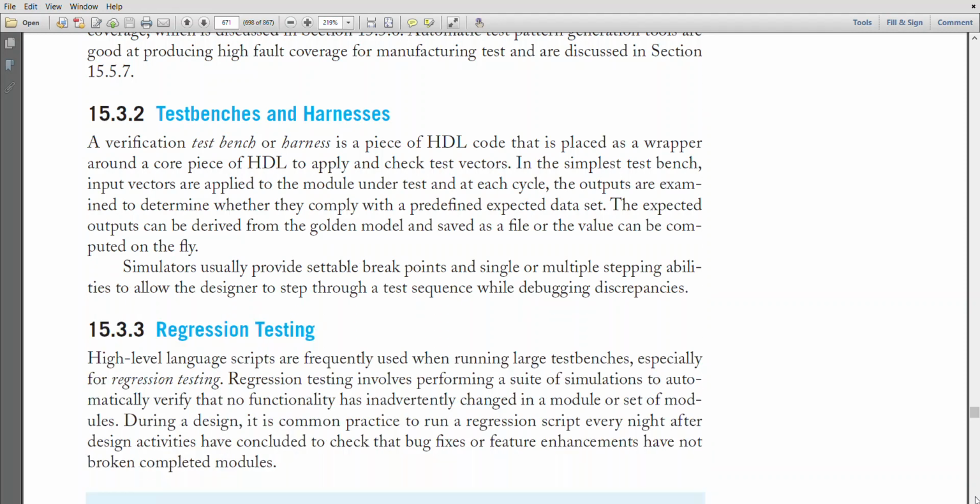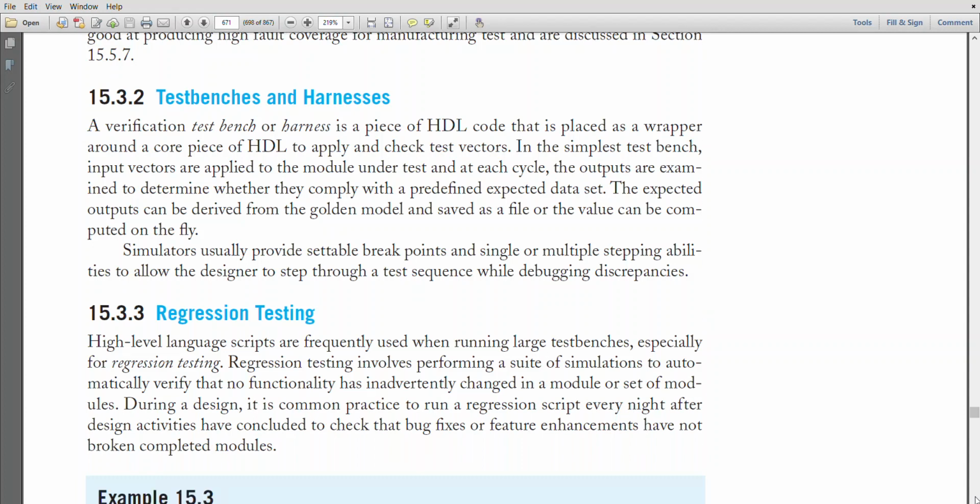So, test benches and harnesses. A verification test bench or harness is a piece of HDL code that is placed as a wrapper around a core piece of HDL to apply and check test vectors. In a simplest test bench, input vectors are applied to the module under test, and at each cycle, the outputs are examined to determine whether they comply with a predefined expected data set. This also I discussed in the previous lecture.